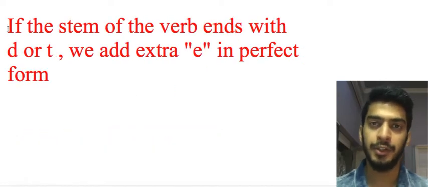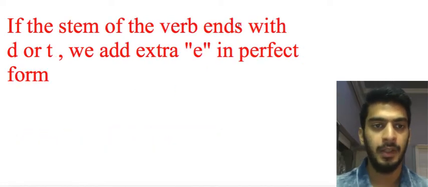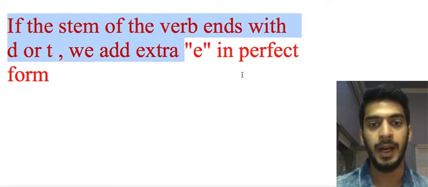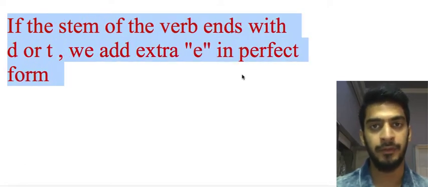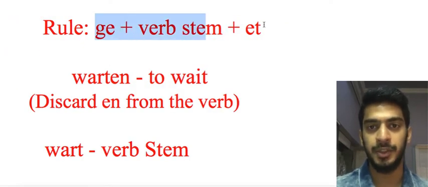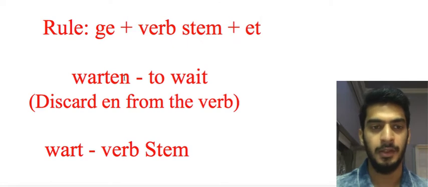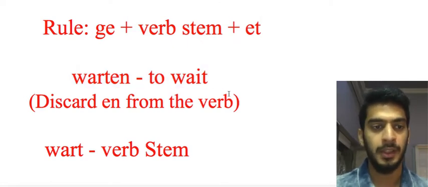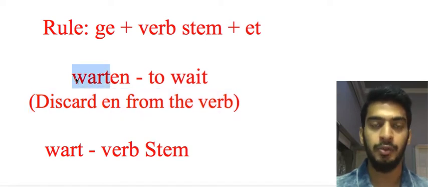Now we have the variation in the same category. If the stem of the verb ends with d or t, we add extra e in perfect form. The rule says ge plus verb stem plus et. The verb is warten, which means to wait. Discard en from the verb, we get wart. So this remaining word wart is considered as the verb stem.